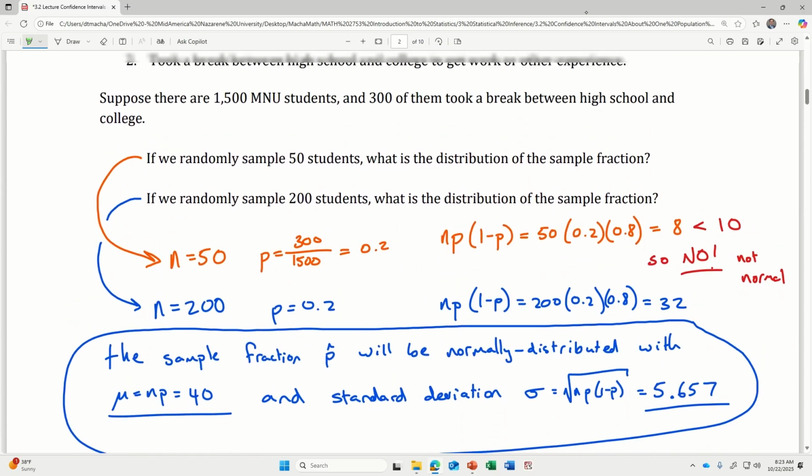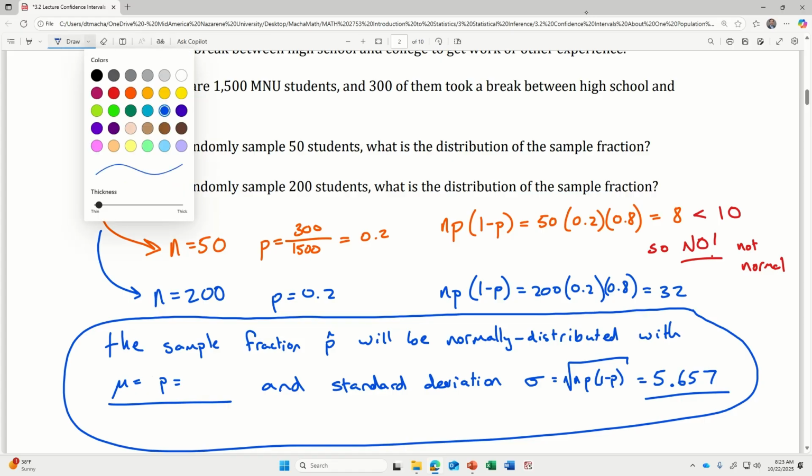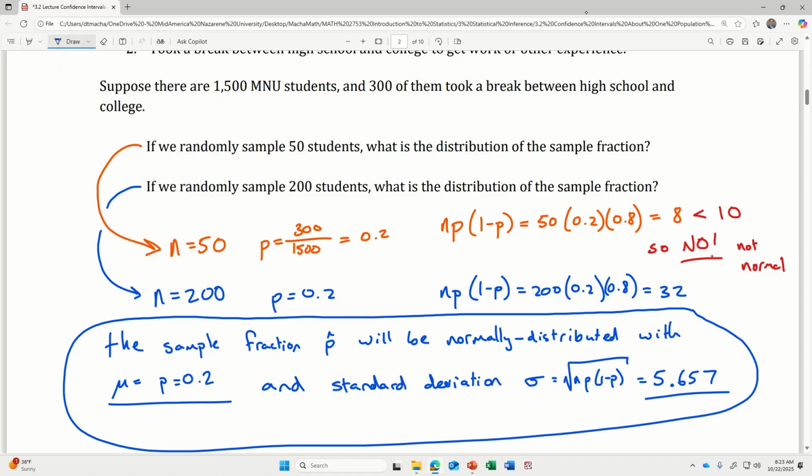Like here, in orange, that's still correct. That's still not normally distributed. But here in the blue, when I was looking for the mean, that mean should be 0.2 because the mean is just the population fraction. And the standard deviation is not the square root of n times p times 1 minus p. The standard deviation would be the square root of p times 1 minus p divided by n.